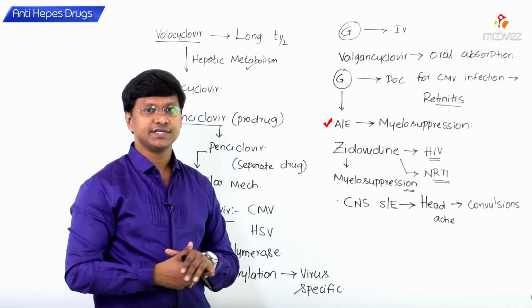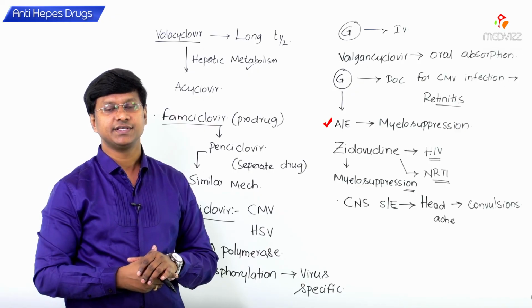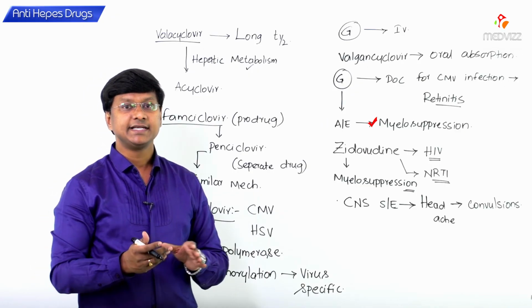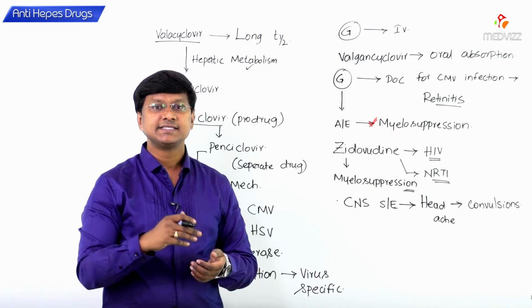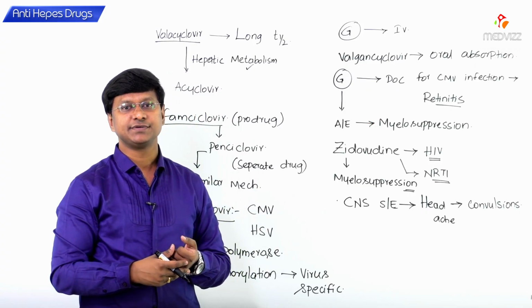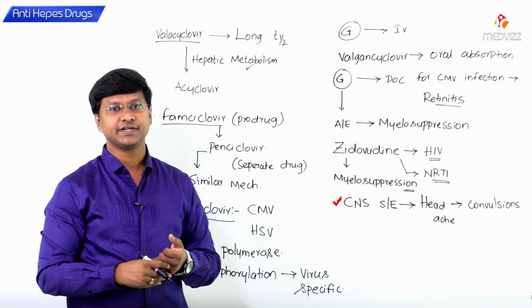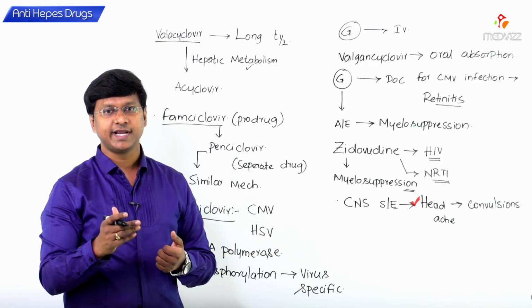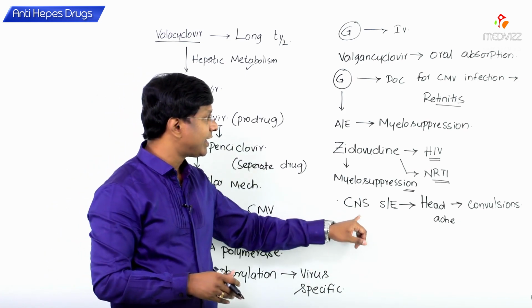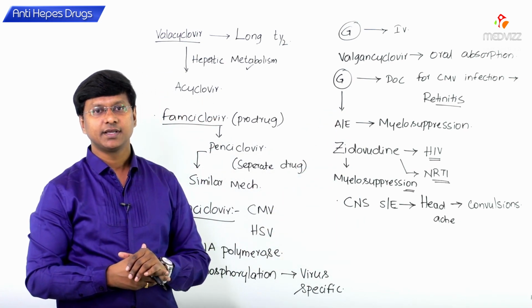And the dose limiting adverse effect is myelosuppression, and its bone marrow suppressive action is additive to other myelosuppressive drugs like Cidofovir. And the CNS side effects include headache to convulsion, which also occur quite commonly with Gancyclovir.